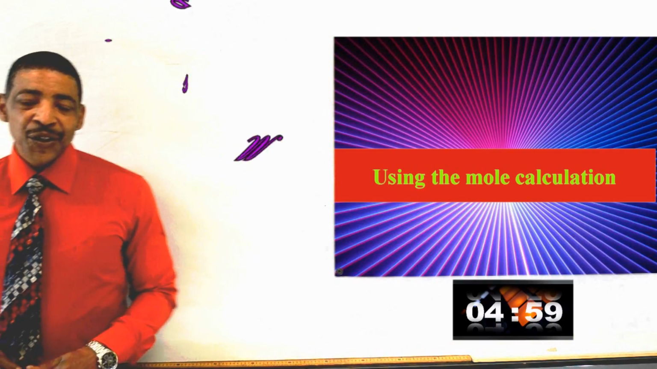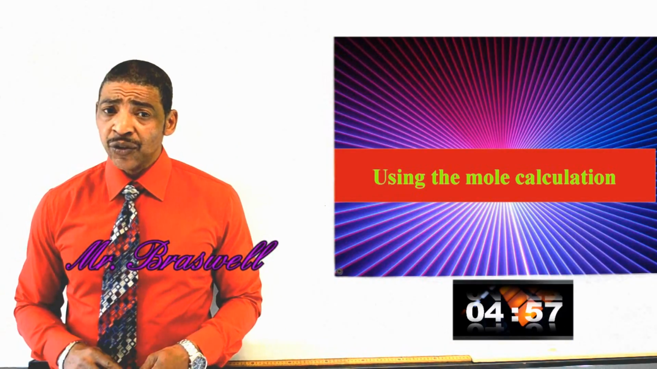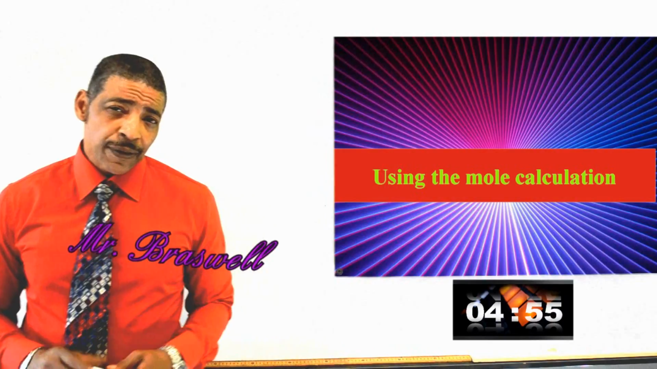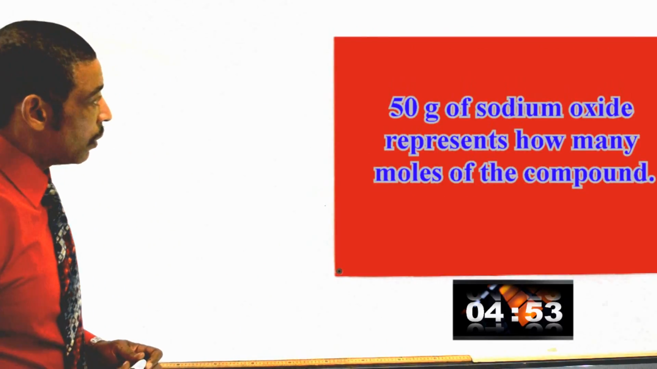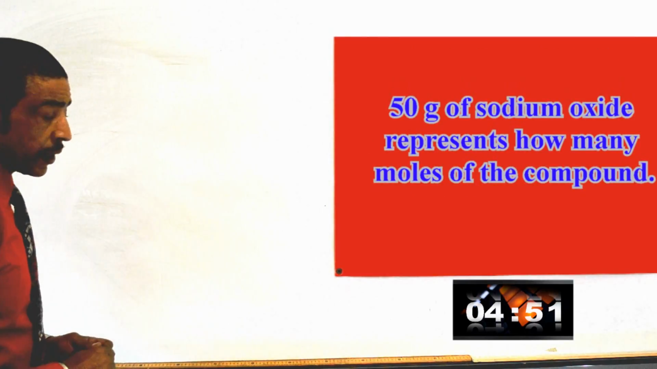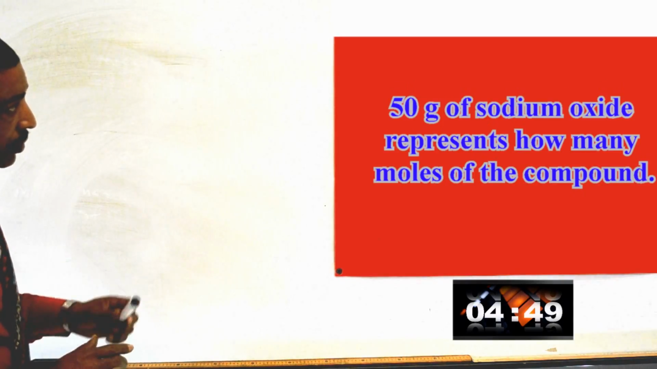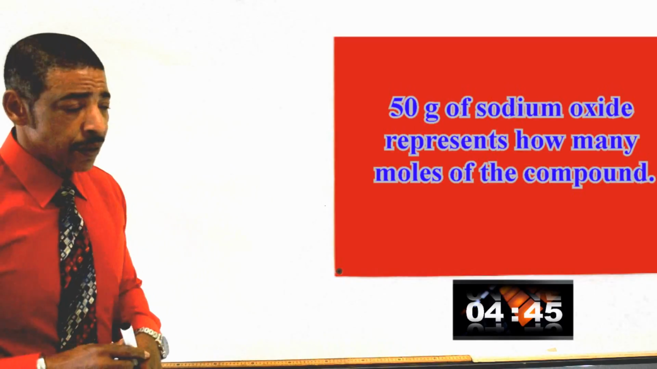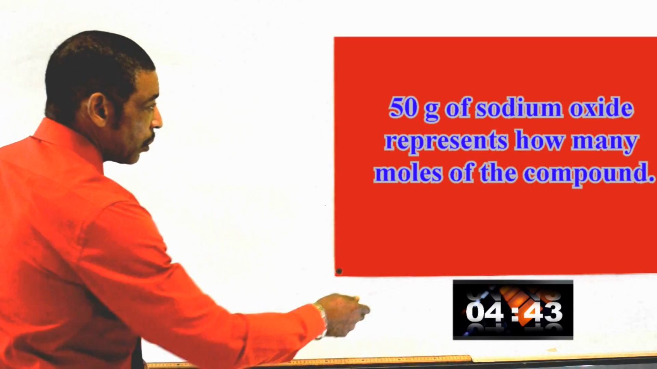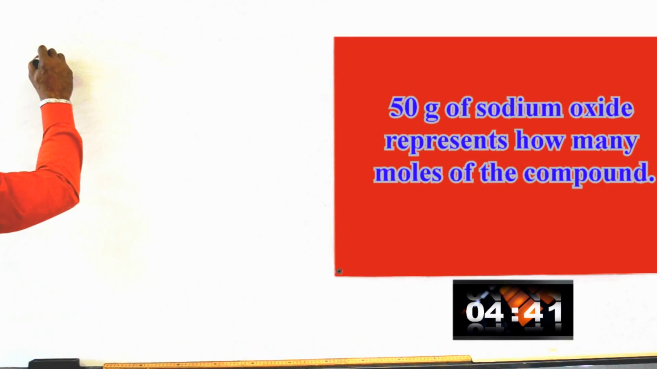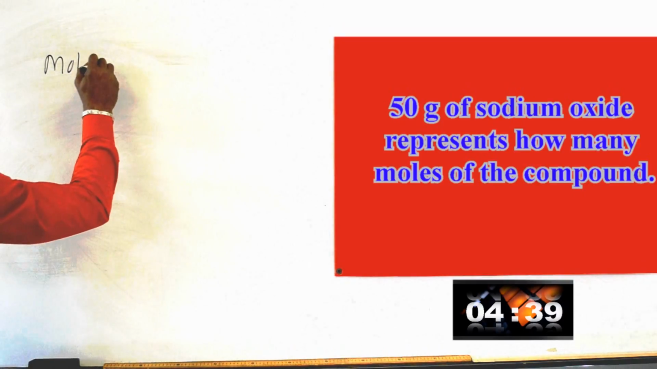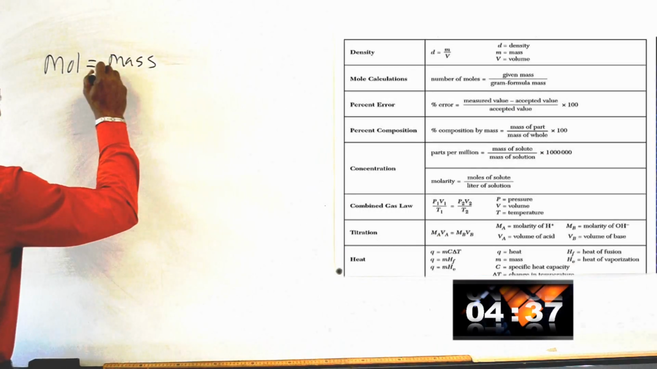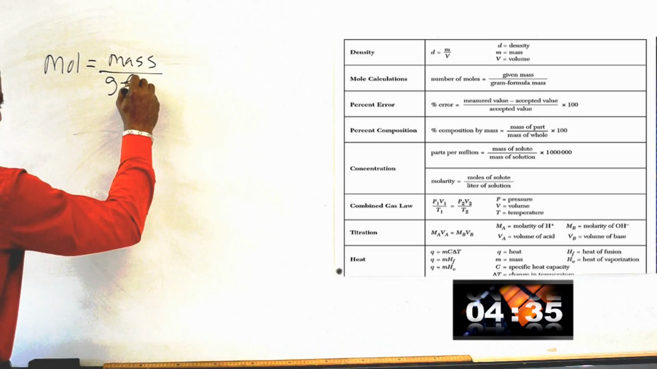Mr. B, during this lesson, I will explain how to use the mole calculation. Consider the following practice exercise. Suppose we're given 50 grams of the compound sodium oxide, Na2O, and asked to determine the number of moles contained in that amount. Well, the first step is to turn to the mole calculation and write it down, where moles are equal to given mass divided by the gram formula mass, or the GFM.